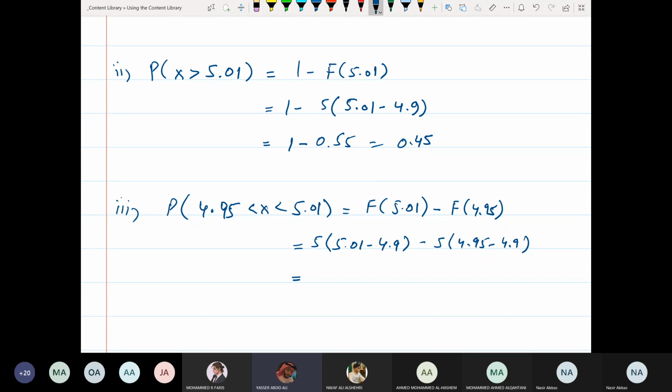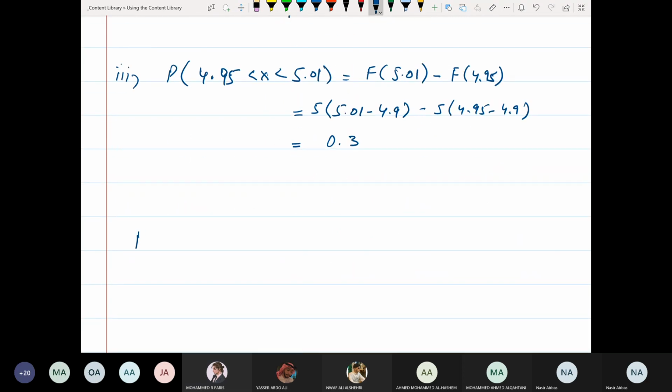Muhammad Faris. Yes, the answer is 0.3. And I have a question, please. Yes, go ahead. Why, when we have greater than or equal, always we put 1 minus? Greater than or equal to by definition is 1 minus CDF. That is, if you require probability of x greater than a, I can write this as probability of x less than equal to a, right?